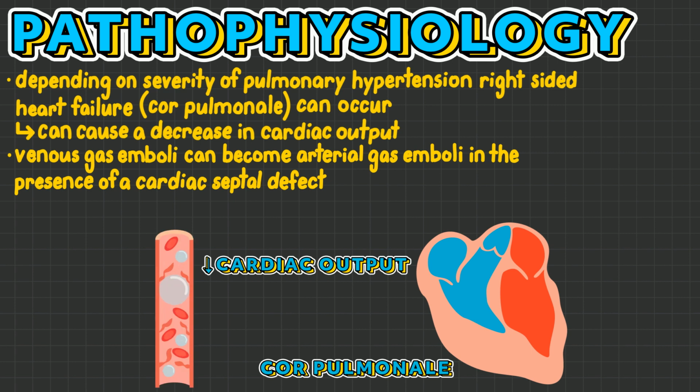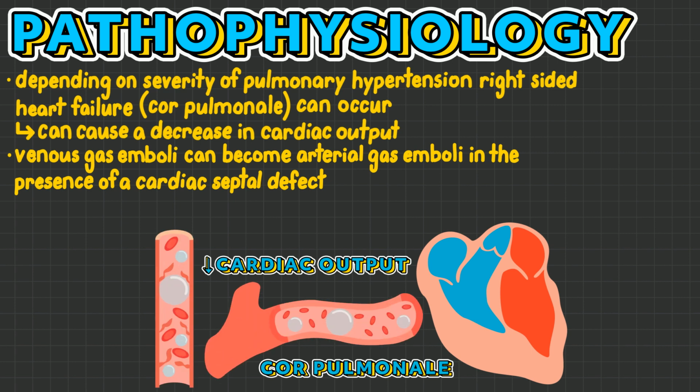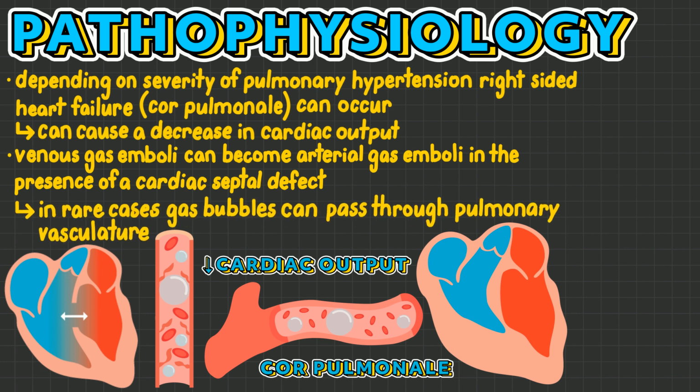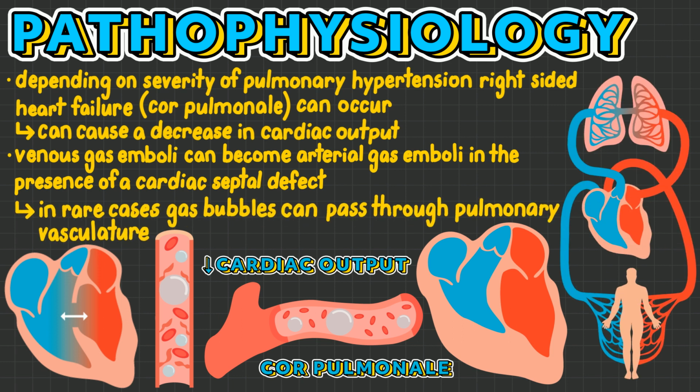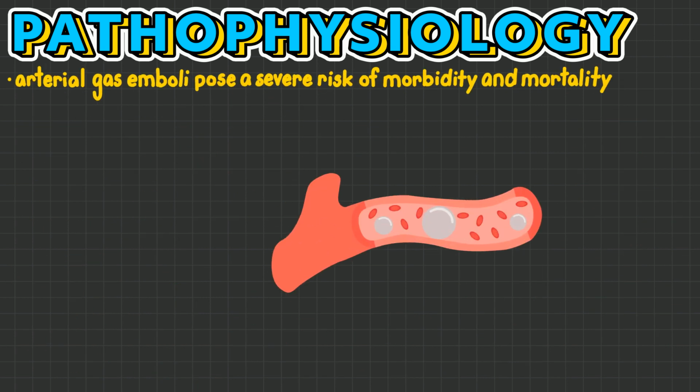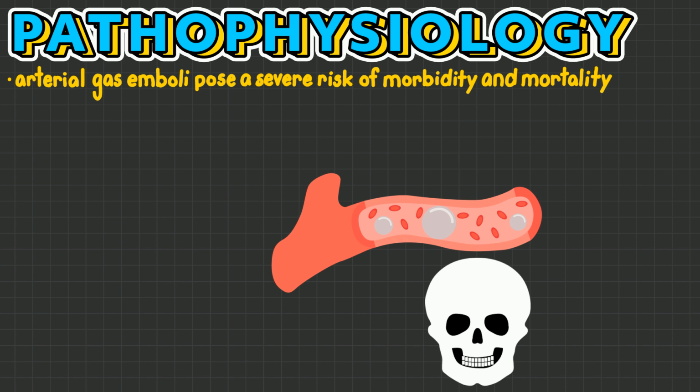And finally, venous gas emboli can become arterial gas emboli in the presence of a cardiac septal defect. Or in rare cases, gas bubbles can pass through the pulmonary circulation into the arterial circulation. Arterial gas emboli pose a severe risk for morbidity and mortality. If you want to learn more about arterial gas emboli, then click the link on screen or in the description down below.